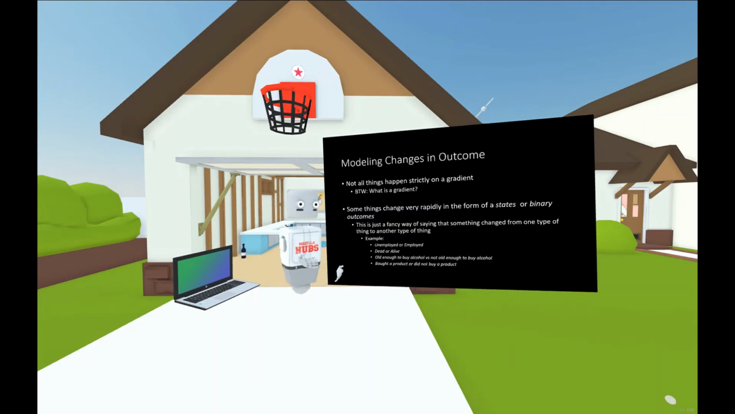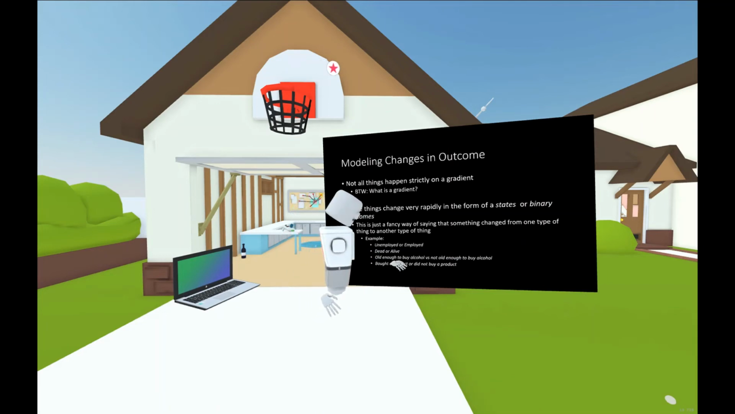Sometimes we want to model state changes. There are certain things for which there isn't a 50% here or a 40% there, and it's just you are one thing or you're something else. You can kind of think of these things as like the difference between employed and unemployed, dead and alive, old enough to buy alcohol versus not old enough to buy alcohol. That's not saying a thing about consumption. That's about the legal limit for buying versus being on the other side of the legal limit for buying.